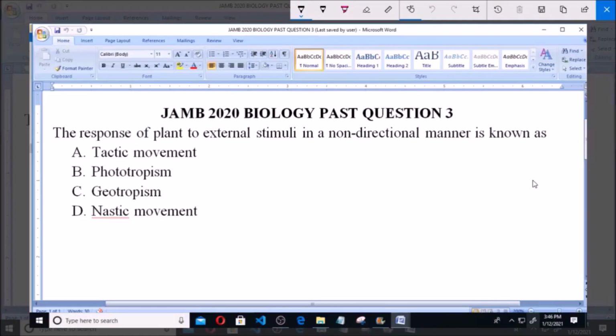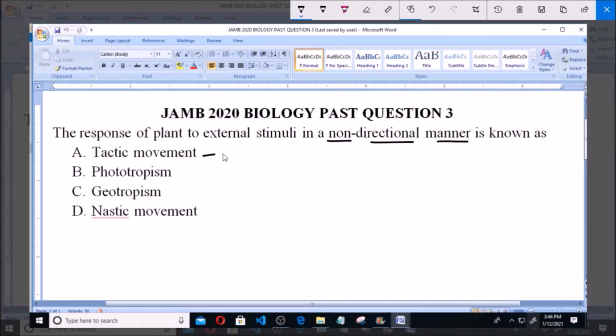I'll be answering JAMB 2020 Biology Past Question 3. The response of plants to external stimuli in a non-directional manner is known as A. Tactic movements, B. Phototropism, C. Geotropism, and D. Nastic movements. The response of plants to external stimuli in a non-directional manner. Take note of this: non-directional manner.